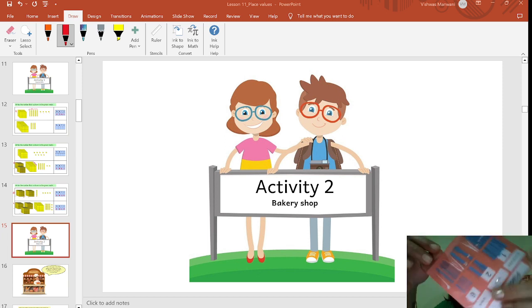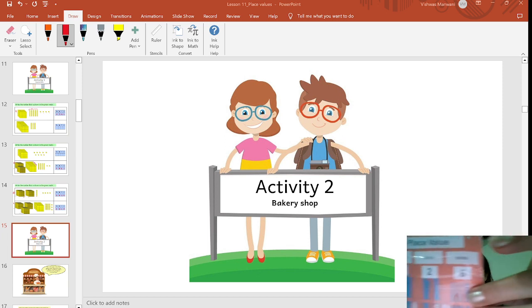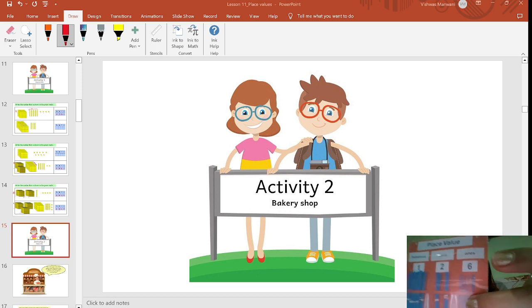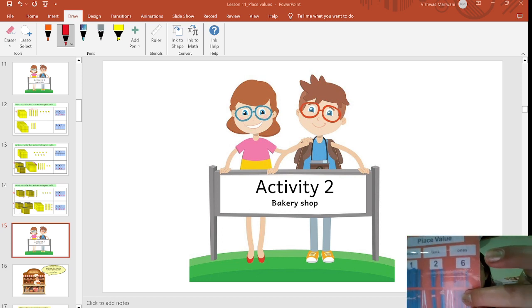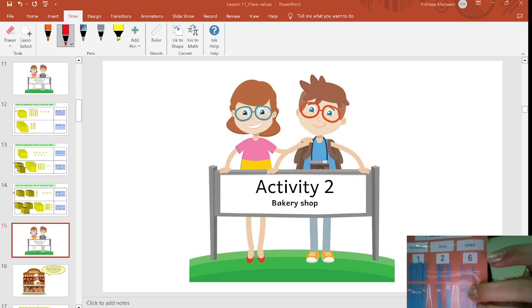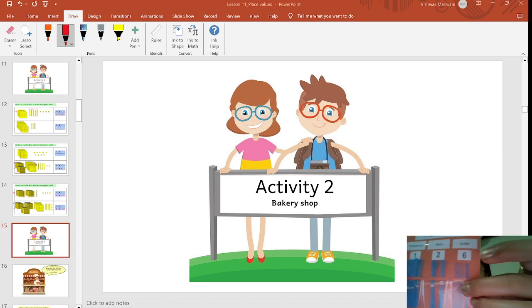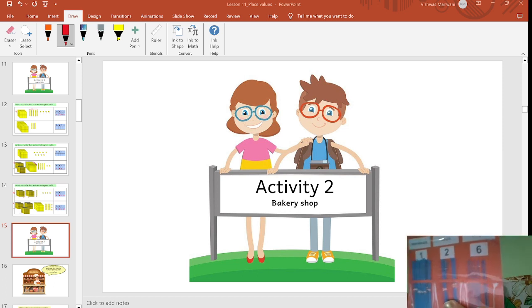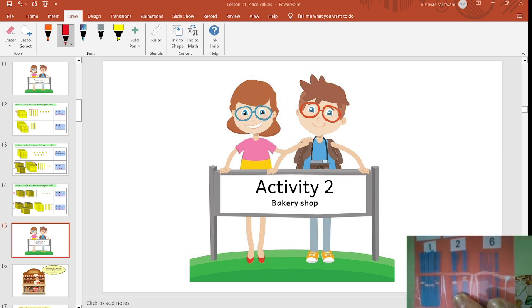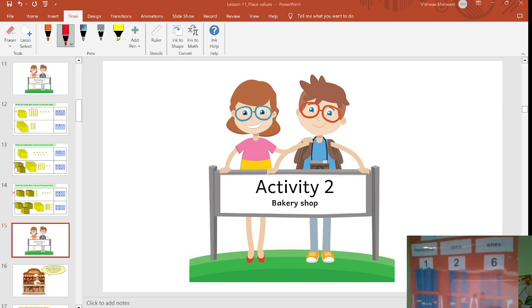Here, the first set, in which 6 is written, represents the ones, because there are 6 individual straws and each straw represents one. Now, if you move forward to the second one, where we have 2 bundles of 10 straws, this represents the tens position, because there are 2 bundles, which means a total of 20 straws, and the place value of the digit 2 is also 20. So we will place digit 2 at the tens position.